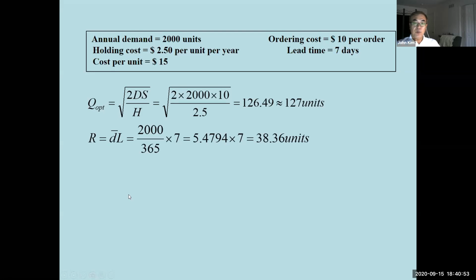Then reorder point, daily demand or average demand, 2000 annual demand divided by 365 times 7 lead time equals 5.4794 times 7, 38.36. So this one also rounds up, to 39.